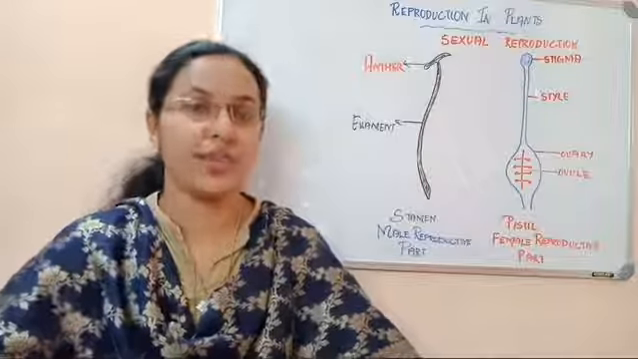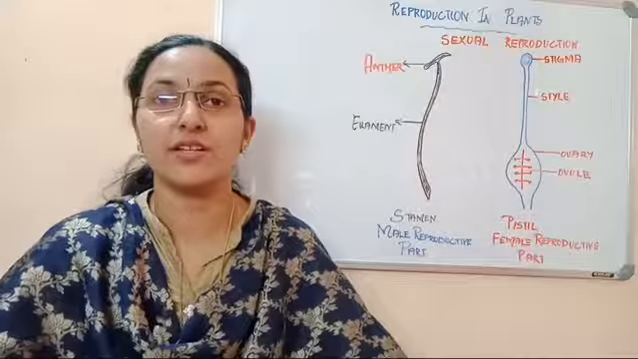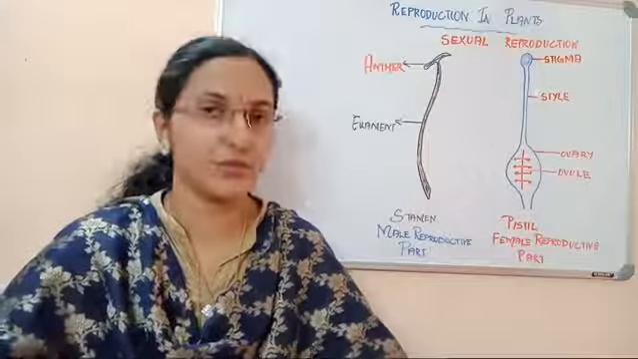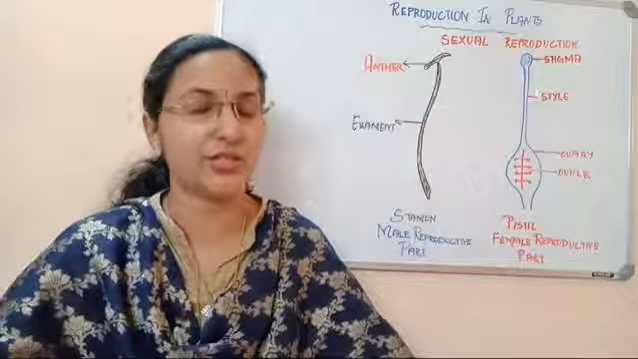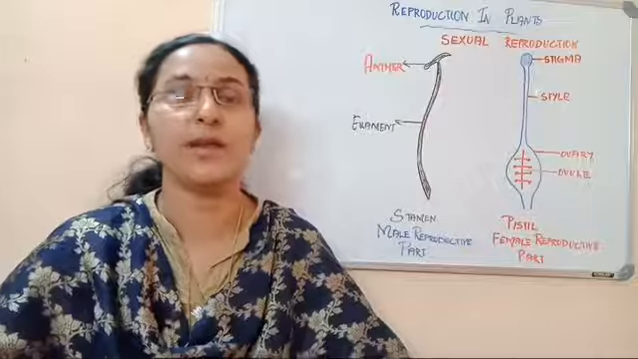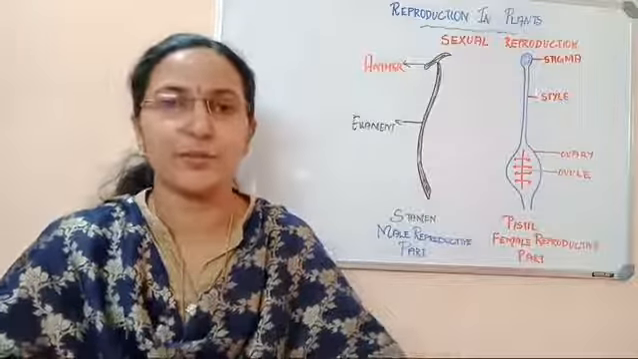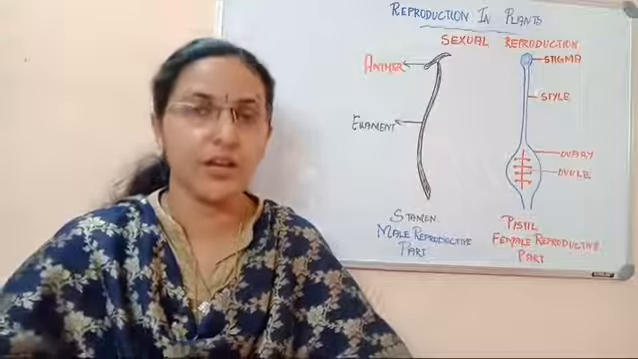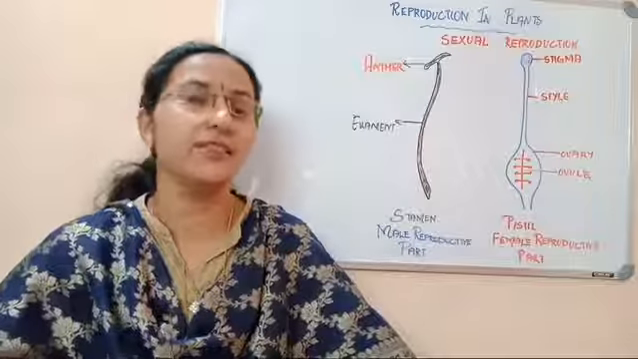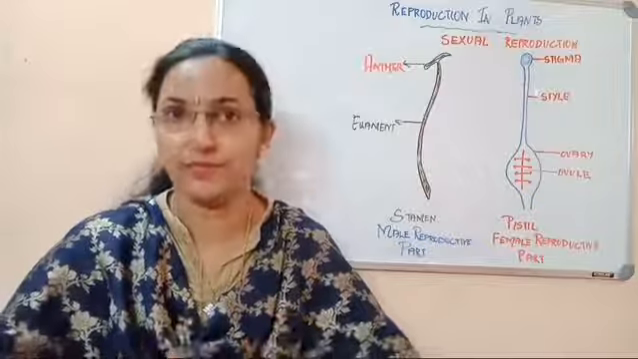The next portion we can study is sexual reproduction in plants. We already studied reproduction in plants of two types, that is asexual reproduction and sexual reproduction. We studied vegetative propagation, budding, fragmentation, spore formation, etc. So the next one is about sexual reproduction. How is it possible in plants? The main reproductive part of the plant is a flower.